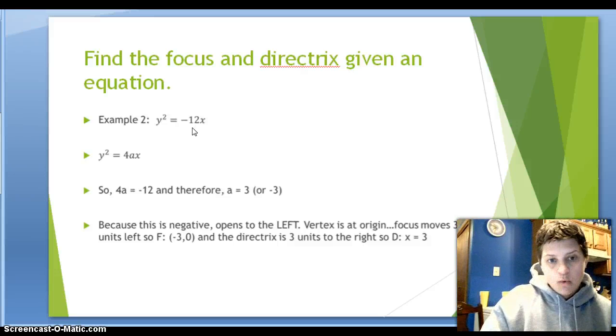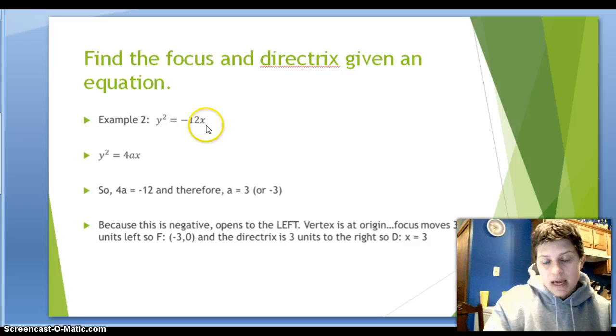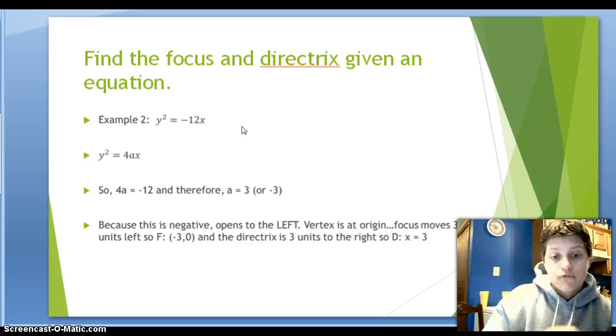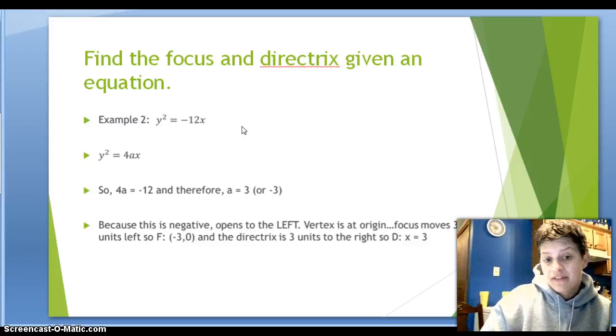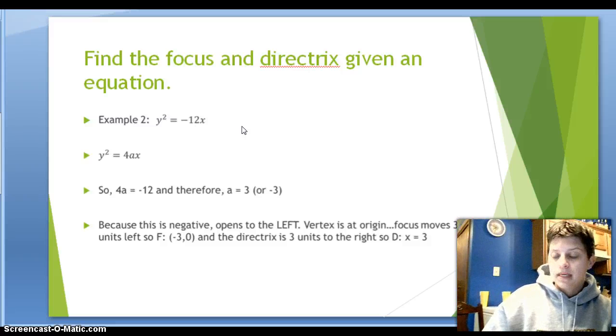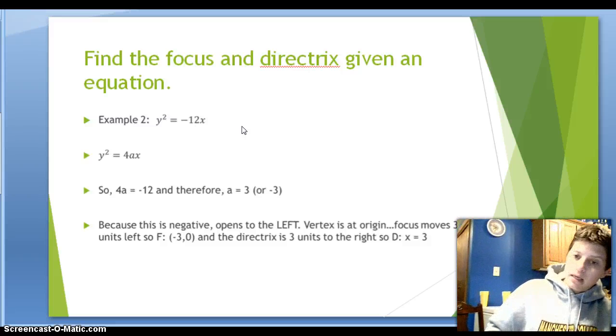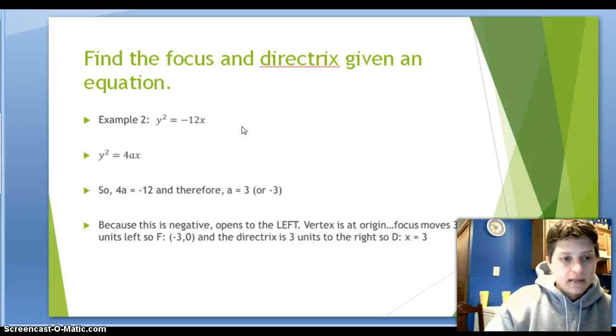Again, our vertex is at the origin because there is nothing added to the y or the x. Therefore, from the origin, if you go inside the parabola, and it opens left, you've got to go left to get inside of it. So (negative 3, 0) will give us our focus, and 3 units to the right would give us our directrix. And remember, the directrix is a line. Because we go to the right, it would be a vertical line, which would be x equals 3.